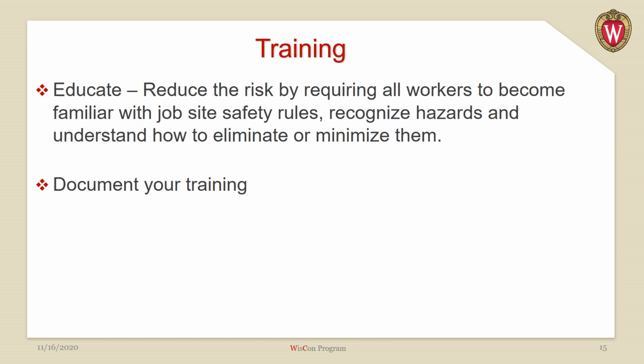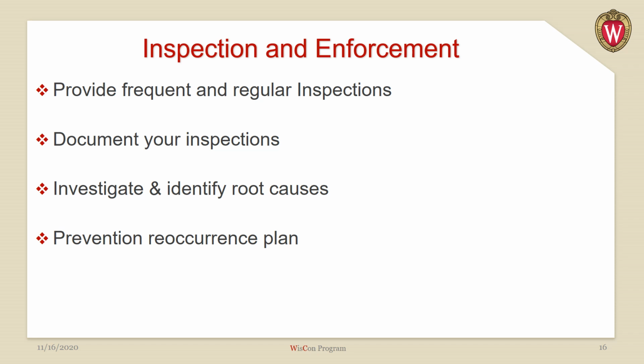Requiring all workers to become familiar with job site safety rules. Employee training should involve at a minimum how to recognize falling object hazards on site and how to eliminate or minimize them. The employer must provide frequent regular inspections for unsafe conditions and activities. Document your inspections and corrections made. Once you've identified the hazard and corrected it, you're not really done until you investigate to understand why it happened and take steps to ensure it does not happen again.